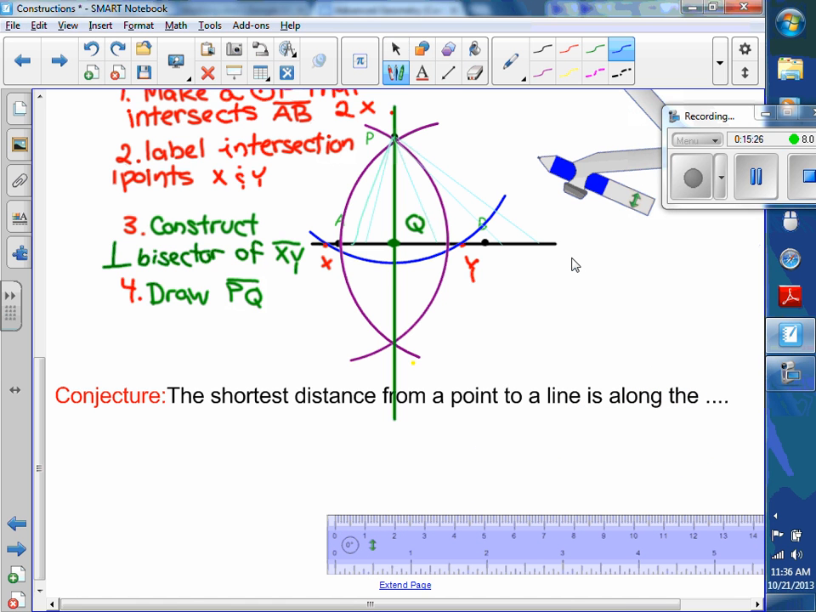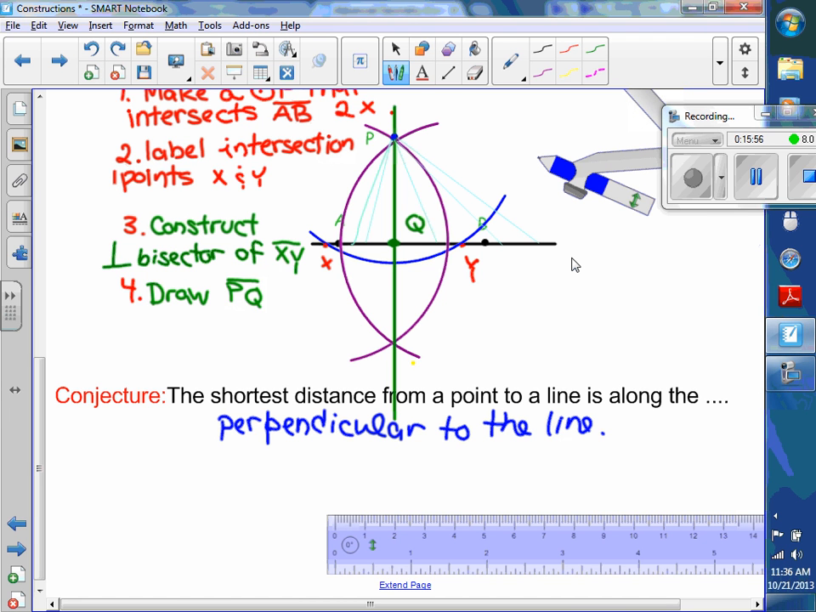and that is a conjecture in your book. The perpendicular line is the shortest line that connects to the other line, sort of. So the shortest distance from a point to a line is along the perpendicular to the line.